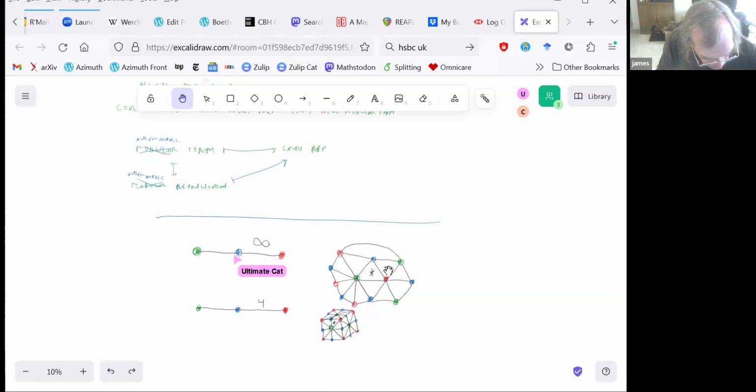Let me try to scroll down a little bit. I still get confused about scrolling down versus scrolling up.